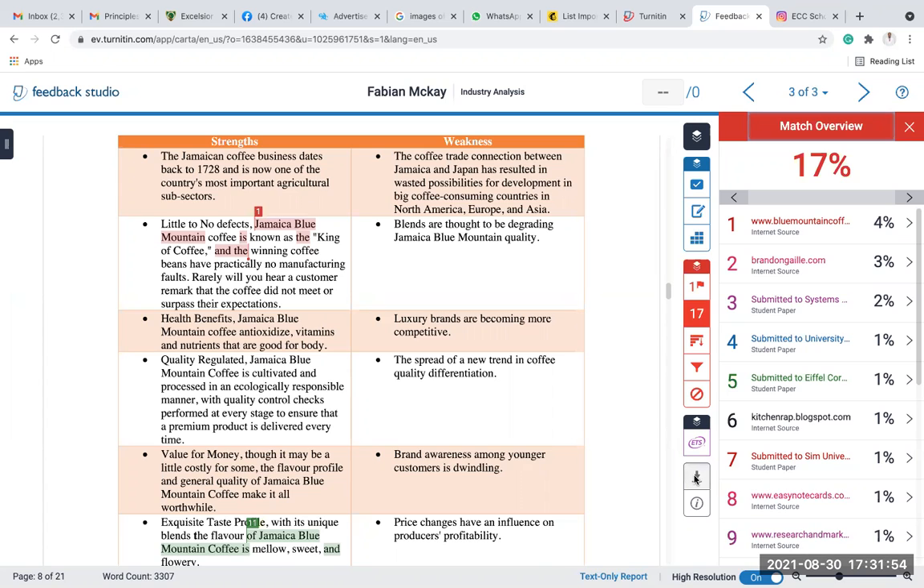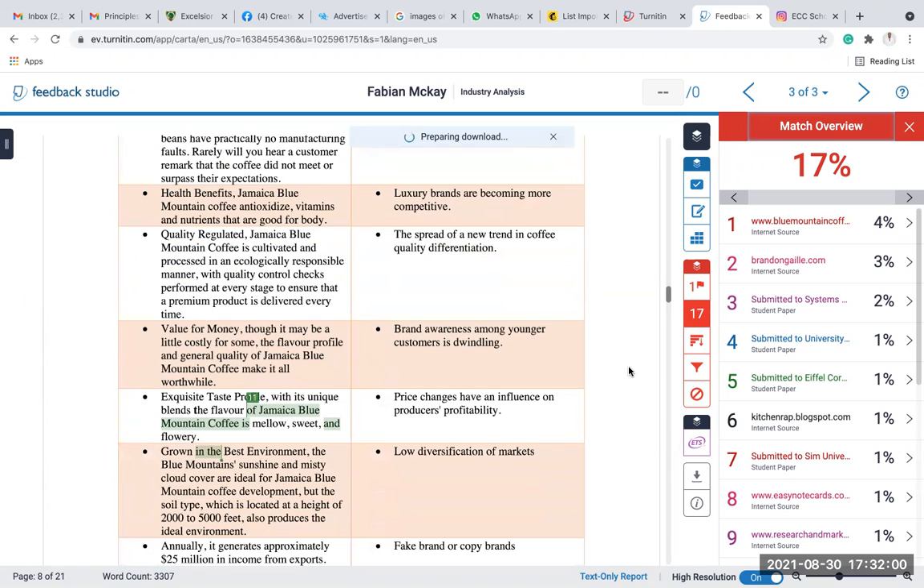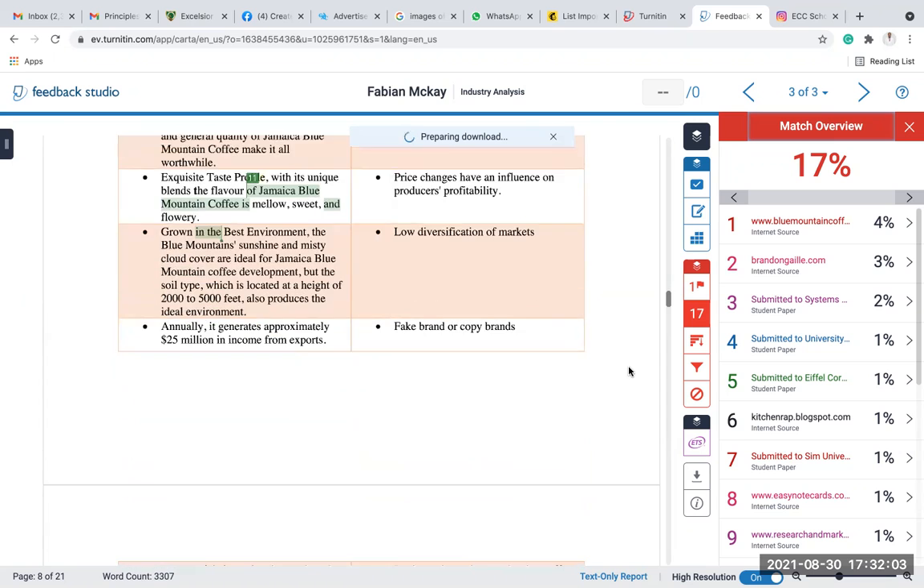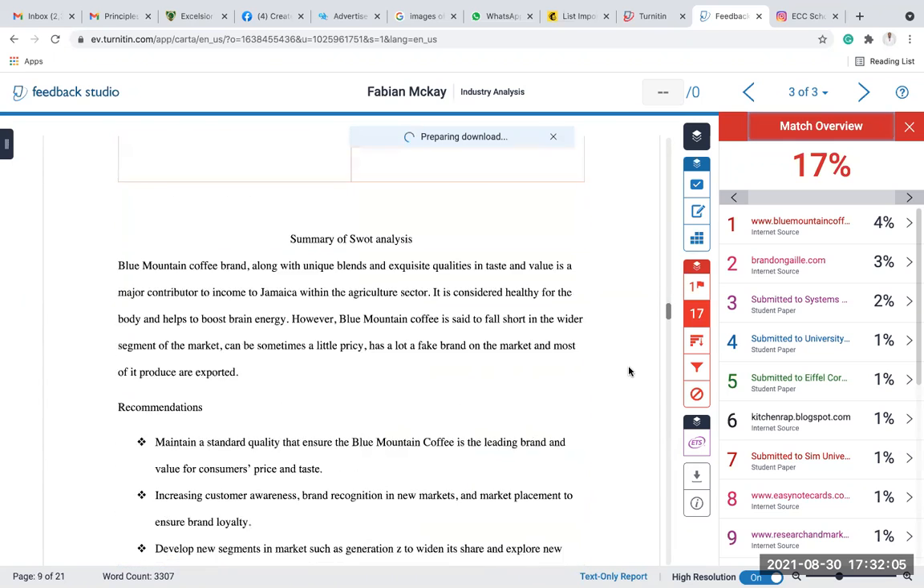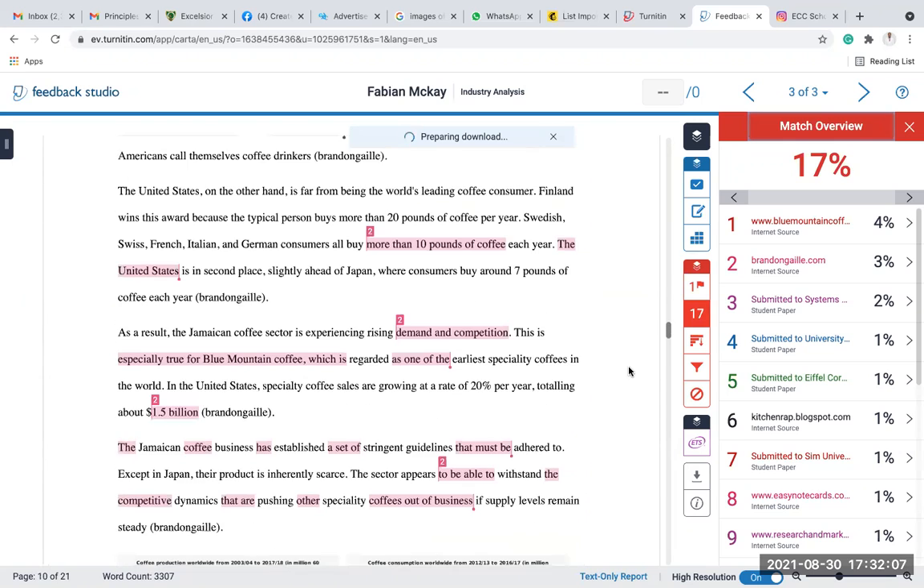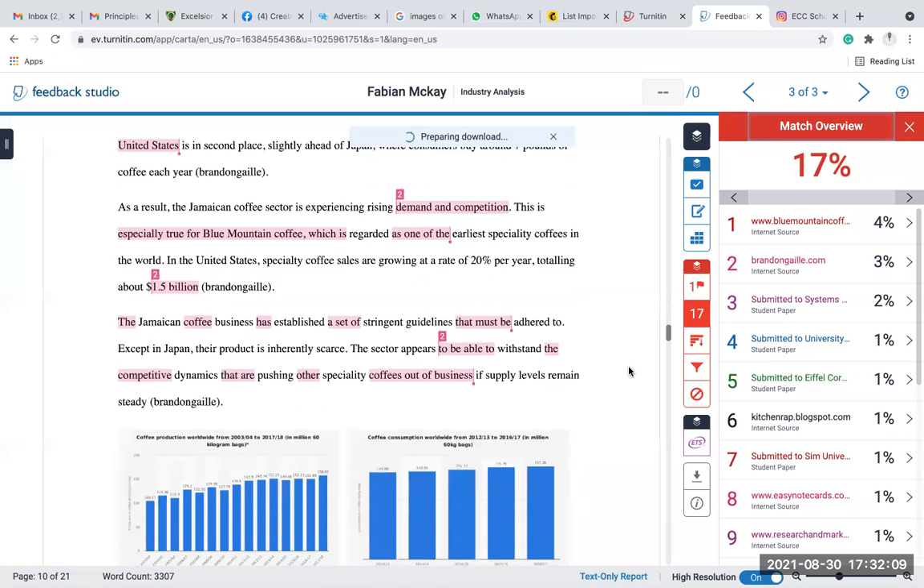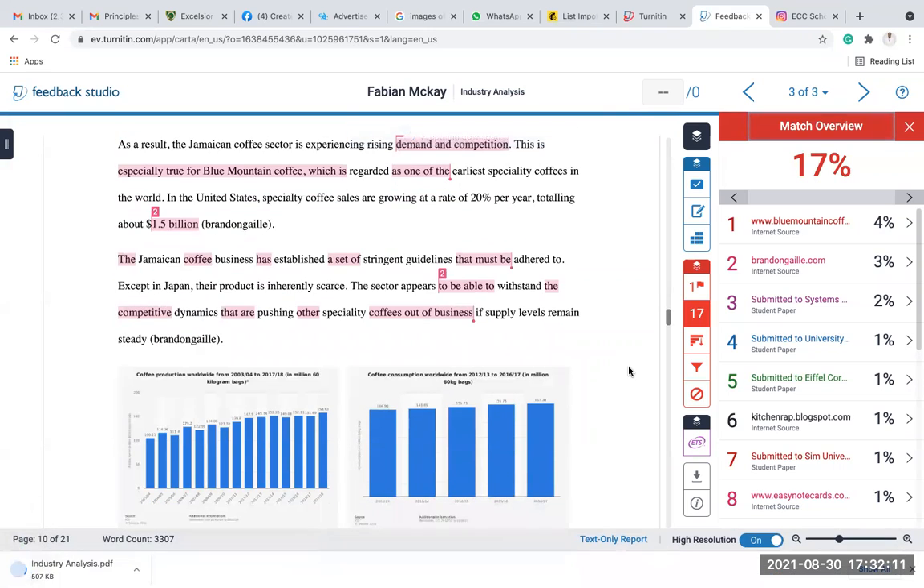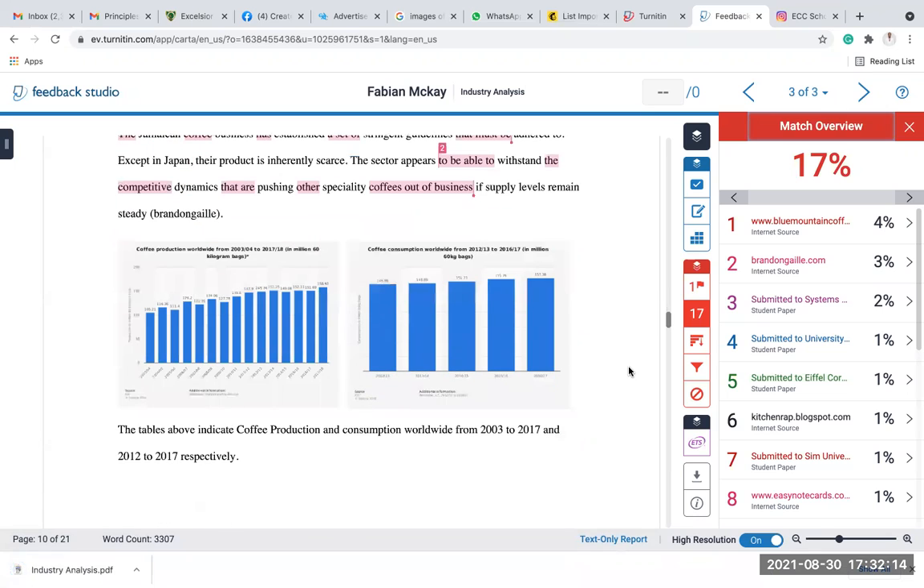So here is the download button right here, current view. It's preparing to download, so it will download momentarily. I'm not looking at that. All right, so it's downloading, so I'll send it to you.